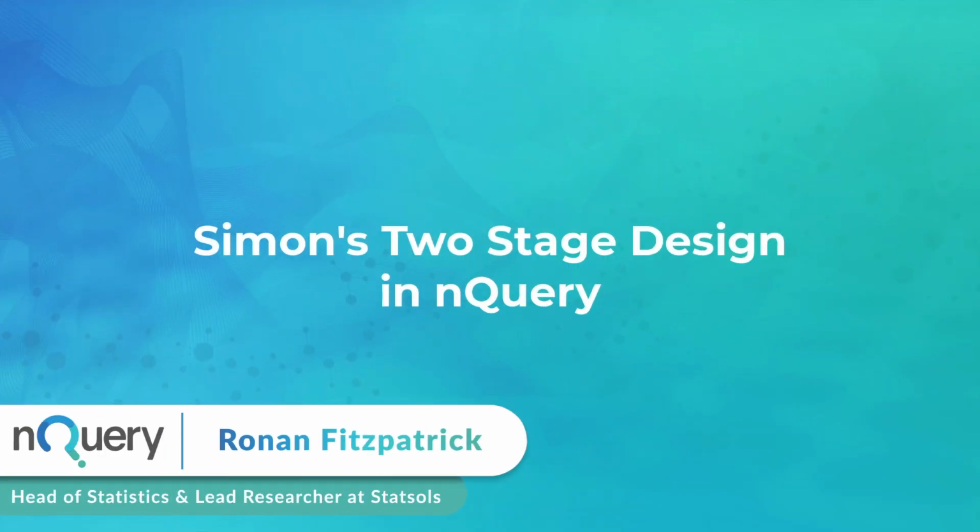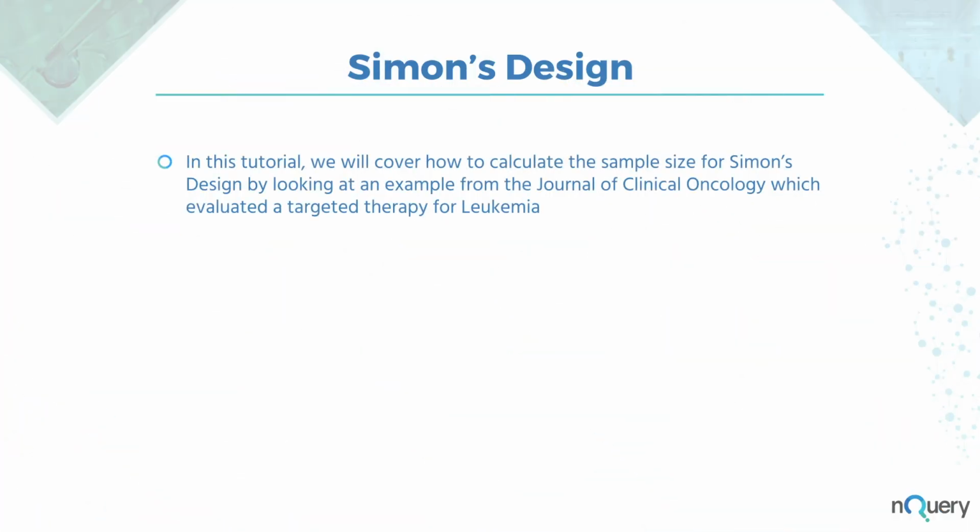Welcome to this tutorial for Simon's design in nQuery. In this tutorial, we will cover how to calculate the sample size for Simon's design by looking at an example from the Journal of Clinical Oncology, which evaluated a targeted therapy for leukemia.